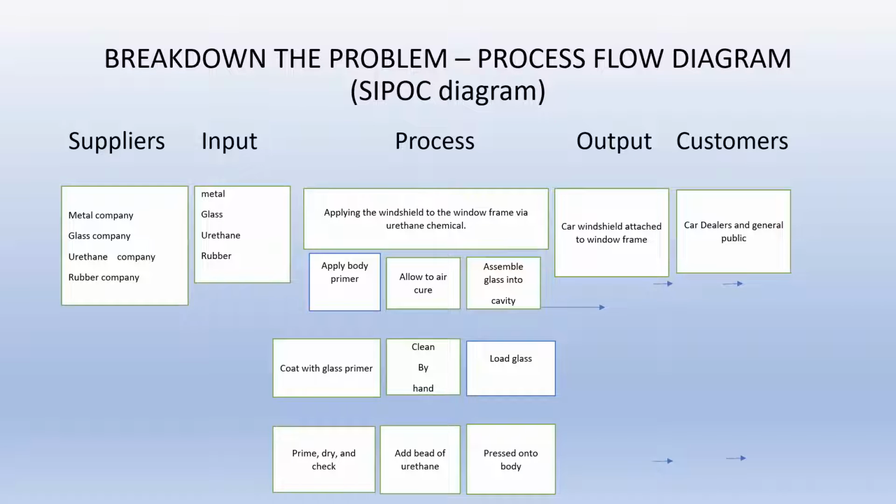All right, so let's break down the problem with a process flow or a SIPOC diagram. We're going to look at the suppliers, the input, the process, the output, and the customers. Suppliers would be the metal company, the glass company, urethane company, and rubber company. What do they supply? They supply the input: the metal, the glass, the urethane, and the rubber. The process is how we cook it all up. It's like a recipe: applying the windshield to the window frame via urethane chemical.